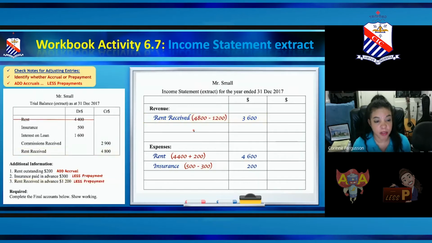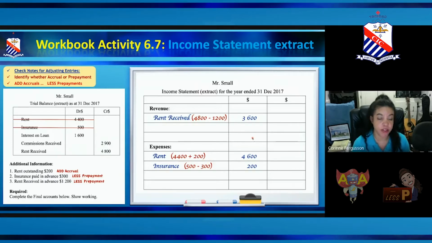So, for example, did we get rent? Yes, we did. Right? Did we get insurance? Seeing it here? Yes, we did. Did we get interest on loan? You seeing any interest on loan under expenses? No. So you see why you have to be careful.